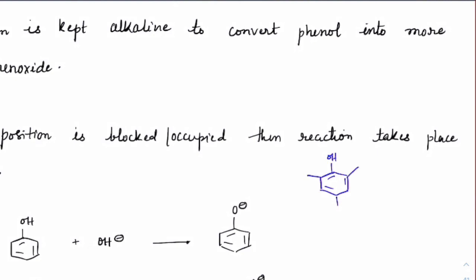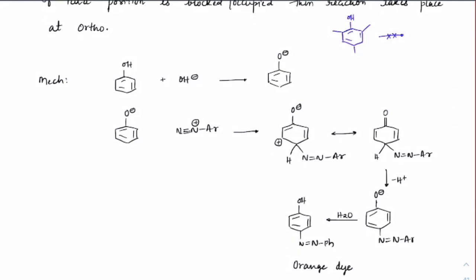But if you have all three methyl groups here, now there is no reaction with the diazonium salt. Now see how the mechanism is happening. OH minus will extract the proton from phenol, creating the phenoxide ion, and the phenoxide ion from the para position will attack here, and we will start getting this product. Now if you observe, slowly you can see this rearrangement is happening. We'll get this arenium ion.